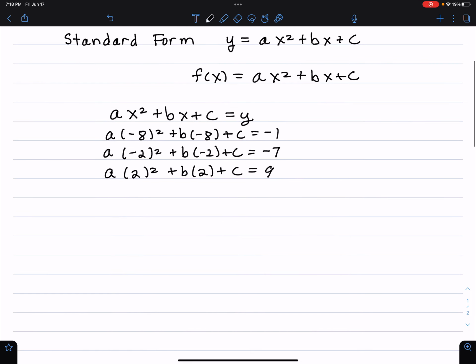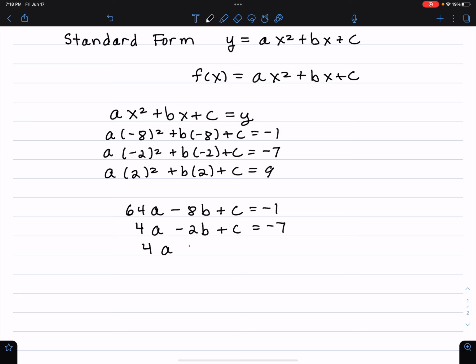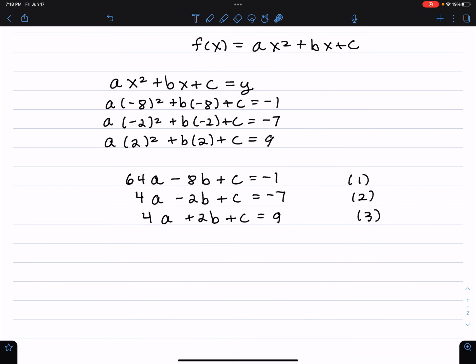All right, these all simplify. Remember that if you have a negative and you square it, the negative in parentheses squared is a positive. That becomes 64a minus 8b plus c equals -1. 4a minus 2b plus c equals -7. 4a plus 2b plus c equals 9. I'm going to number these. So what we have here is 3 unknowns and 3 equations.